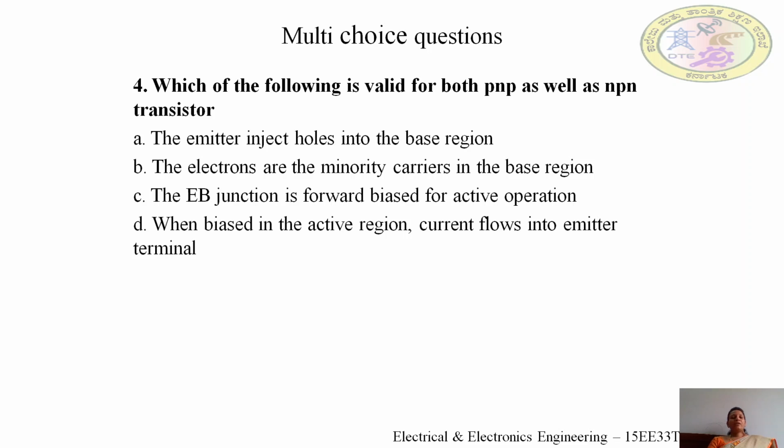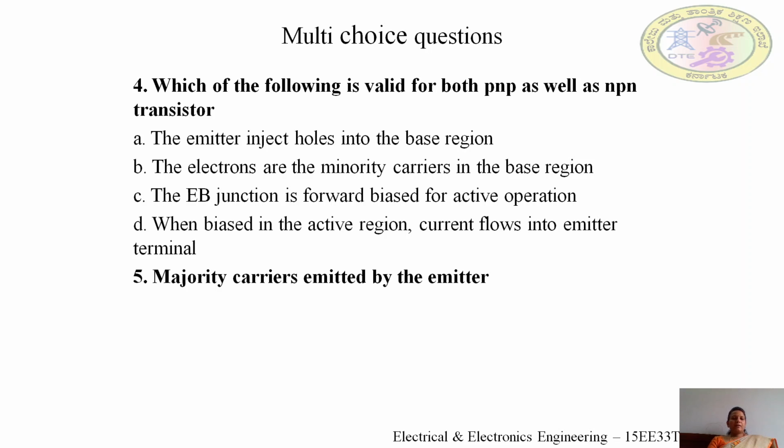But still, let us look into the fourth option. When biased in the active region, current flows into the emitter terminal. The direction of emitter current changes with respect to the PNP and NPN transistor. In case of a PNP transistor, the current flow is towards the base, that is towards the transistor. In case of an NPN transistor, the current flow is away from the transistor. Hence, option C is the right answer.